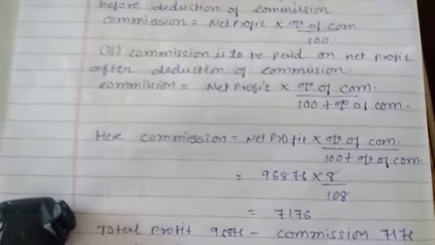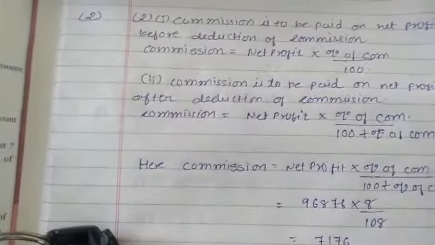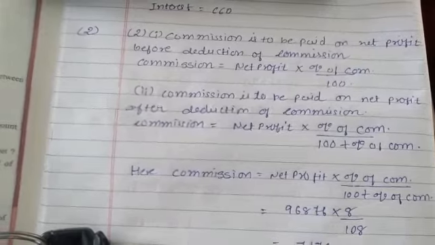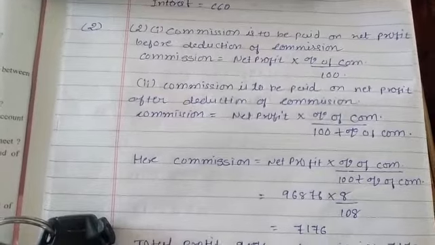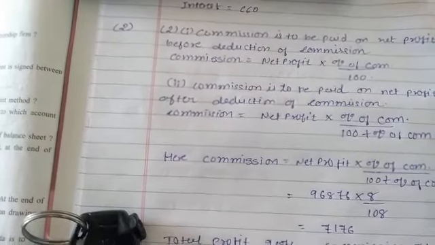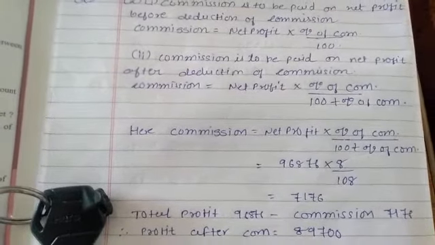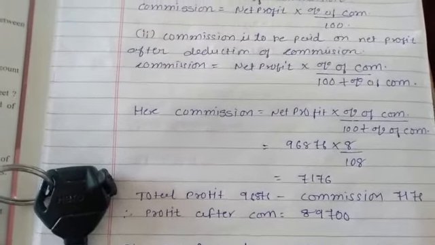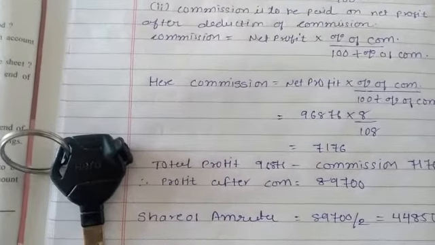If commission is to be paid on net profit before deduction of such commission, the formula is net profit into percentage of commission divided by 100. And second, if commission is to be paid on net profit after deduction of such commission, the formula is net profit into percentage of commission divided by 100 plus percentage of commission. Here in the question they said that commission is to be paid on net profit after deduction of such commission. So we use the second formula, and the commission amount is 7,176.